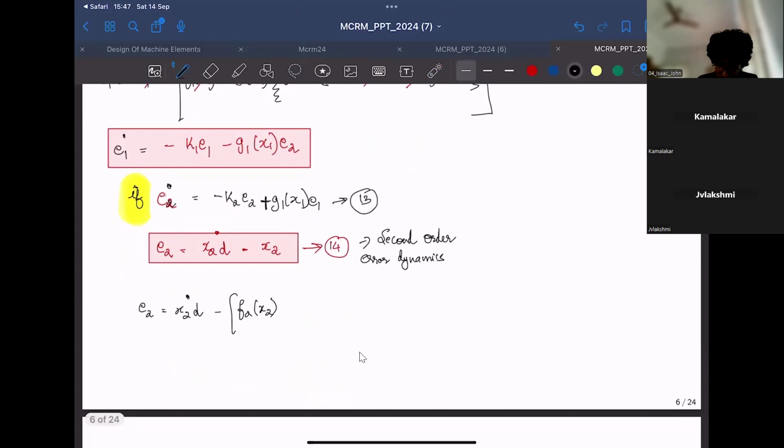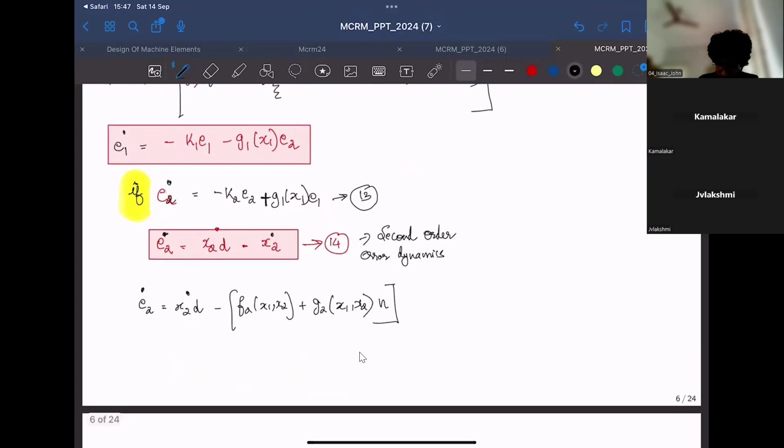f2 of x2. Sorry, this will be E2 dot, I suppose, right? Yeah, so f2 of x1 comma x2 plus g2 of x1 comma x2 multiplied by u. And this is how we want E2 dot to be. It should be something like this. So if we want E2 dot to be like this, how can we select this U? That is our question.